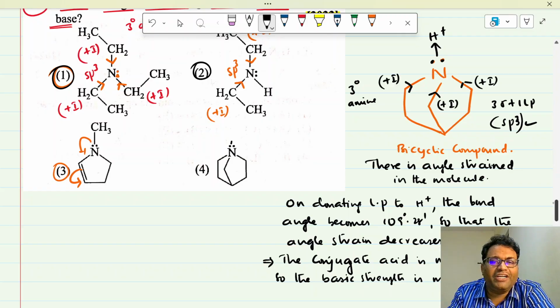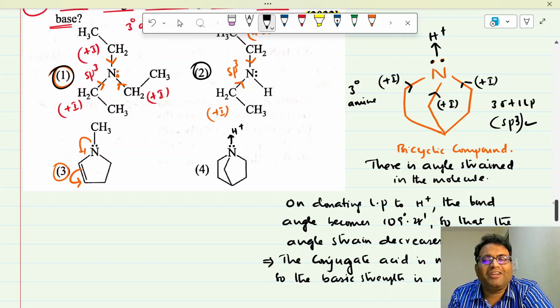And after donating this lone pair to H plus, angle strain is lost. Due to loss of angle strain, it becomes free. It will be more stable. So it readily donates this lone pair. So what happens? The fourth molecule is more basic. So that will be the answer. Okay.